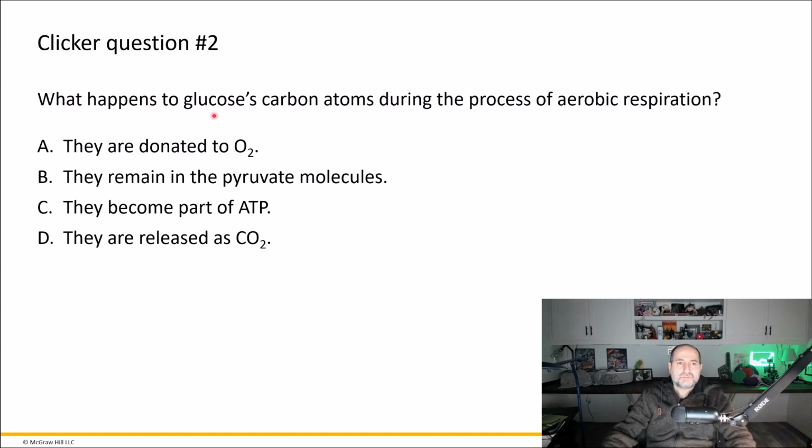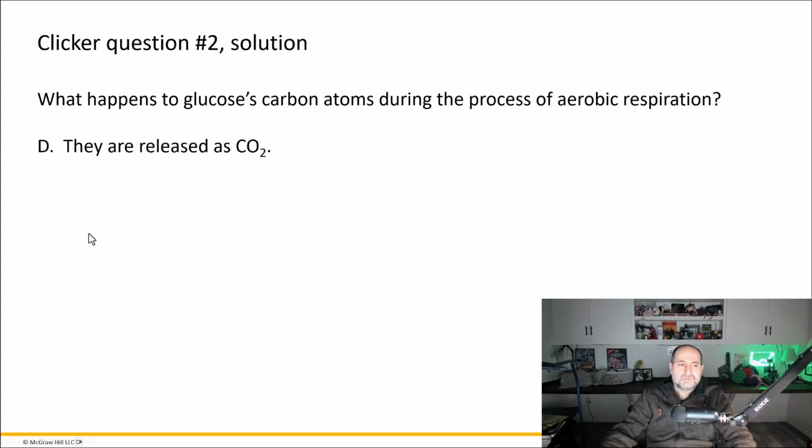What happens to glucose's carbon atoms during the process of aerobic respiration? Remember, glucose is C6H12O6. And during the process of aerobic respiration, those hydrogens are taken from glucose and handed to the electron carriers. Remember, NADH and FADH2. And so that means all that's left are the C's and the O's from glucose, and they are released as CO2. So the answer is during cellular respiration, glucose's carbon atoms are released as CO2.